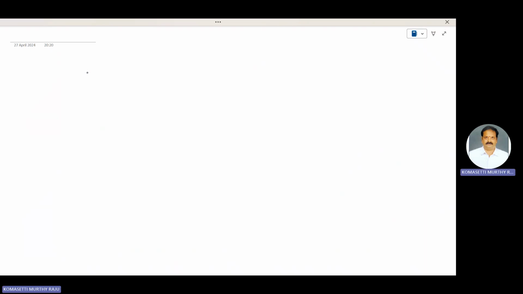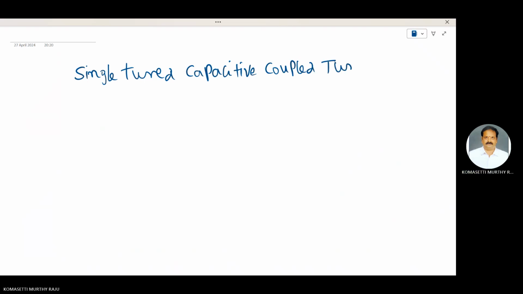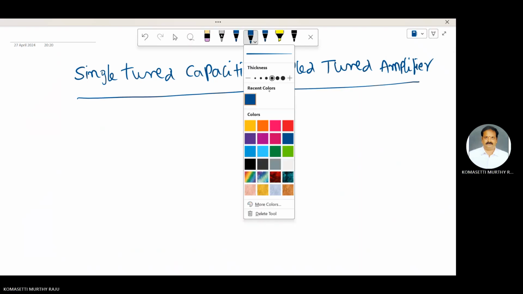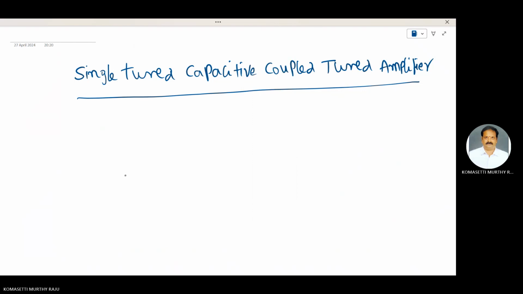Here we will explain the concept related to the single tuned capacitive coupled tuned amplifier. Circuit diagram.